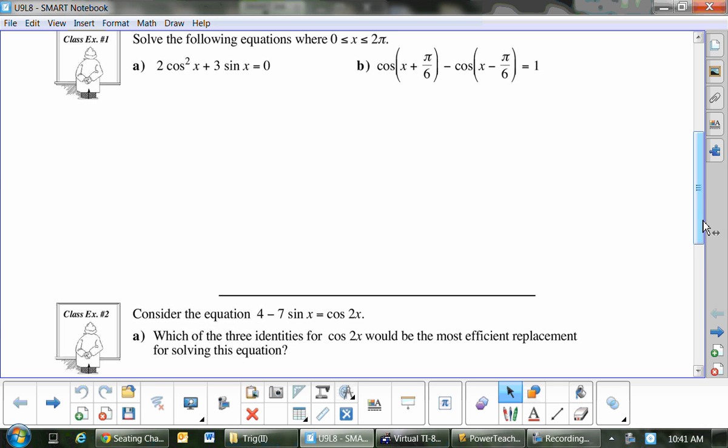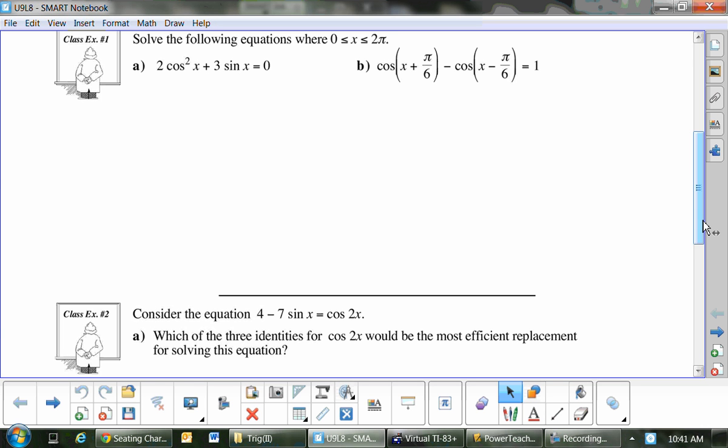So the whole thing that you've got to be doing is get the equation so it's all sine x, sine x, sine x, or cos x, all the way through. That can be done using identities.